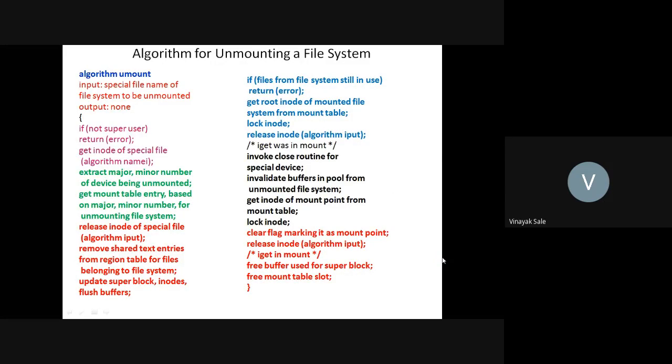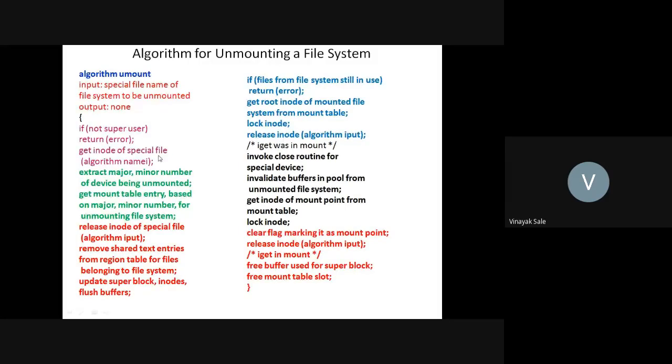Then this is the algorithm for unmounting a file system. Algorithm: umount. Input: special file name of the file system to be unmounted. Output: none. If it is not the super user, then return an error.